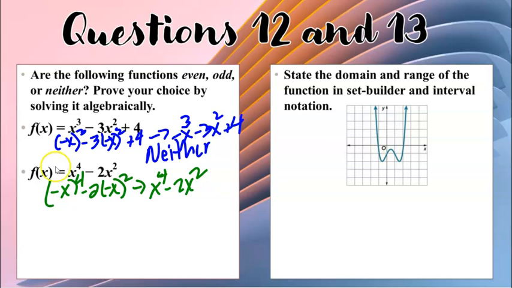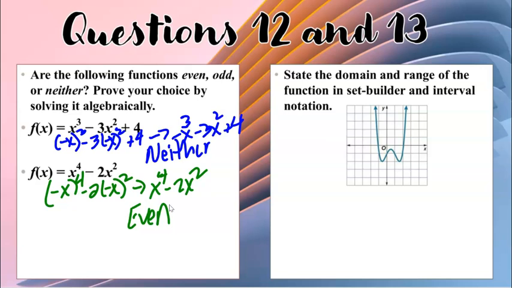Since I compare it, I have my x to the fourth did not change signs, and my 2x squared did not change signs. So when there's no sign change at all, this would be even. So one way to think about it is even is equal. So if the two equations are identical, they're equal, so they are even. If all of the signs would change, that means it would be odd.